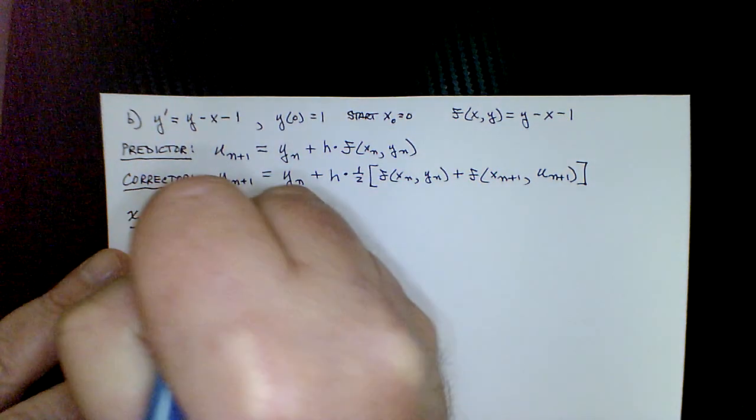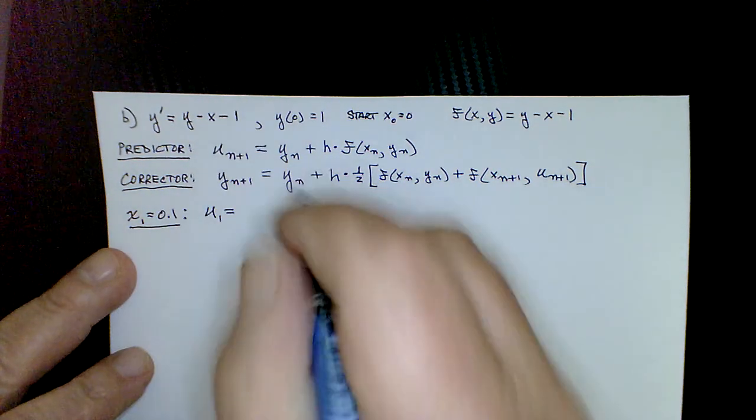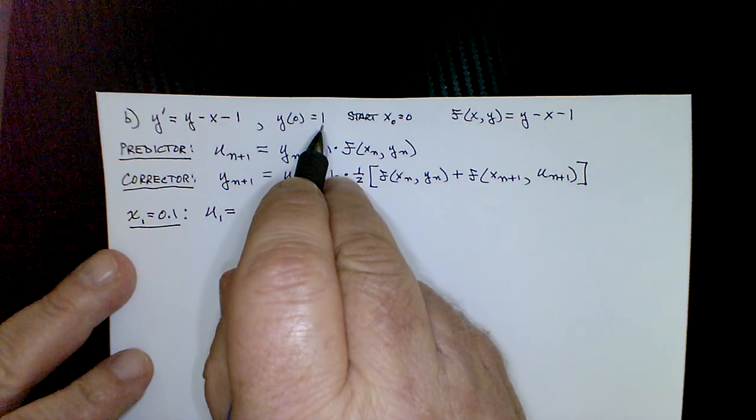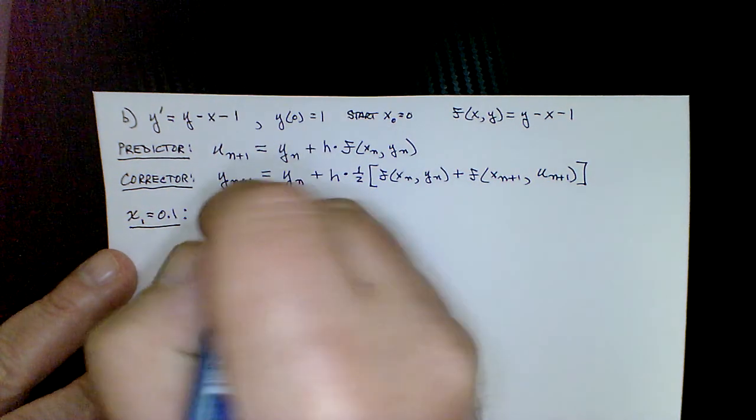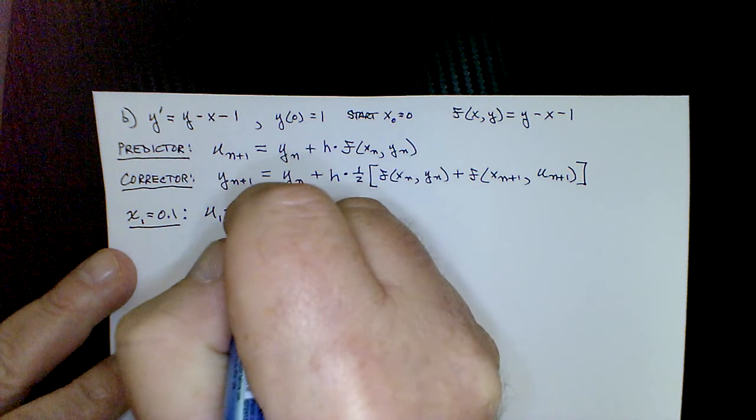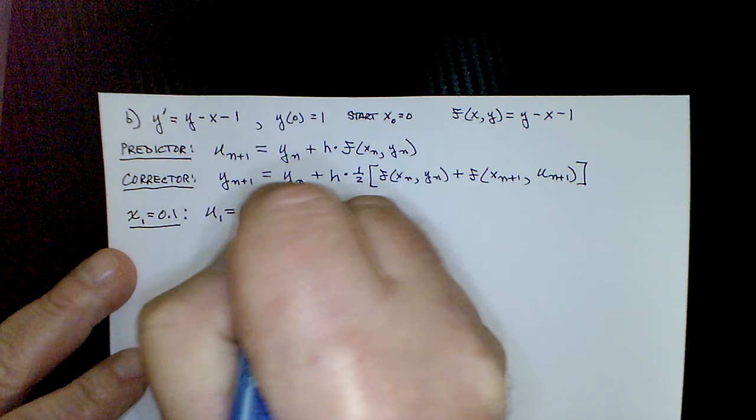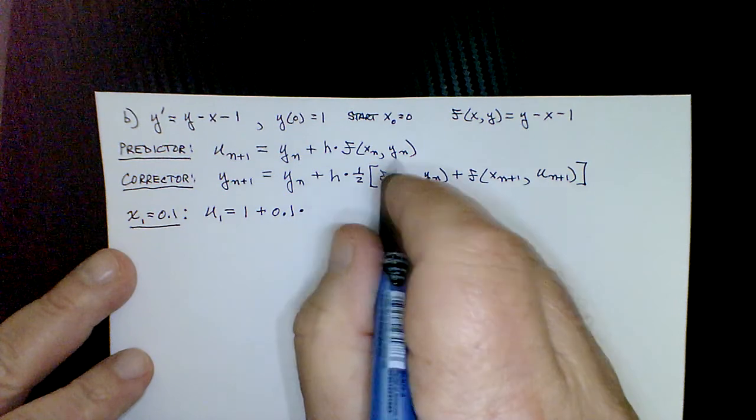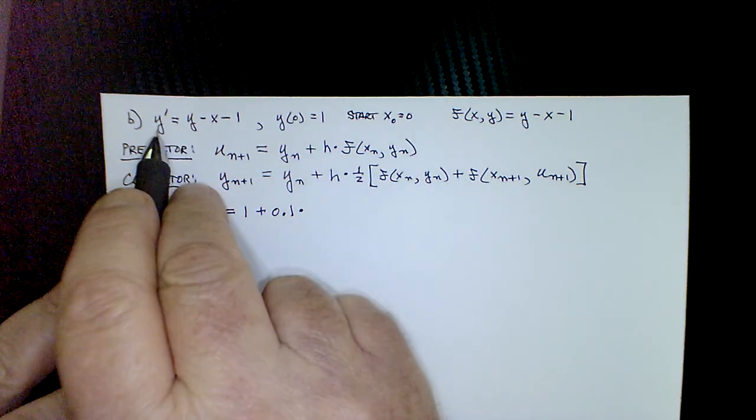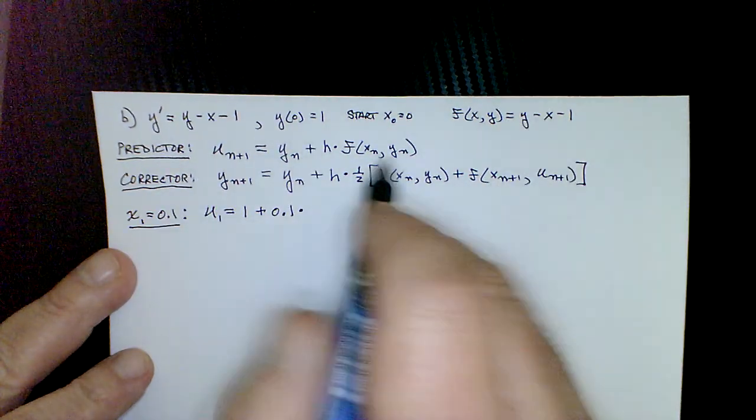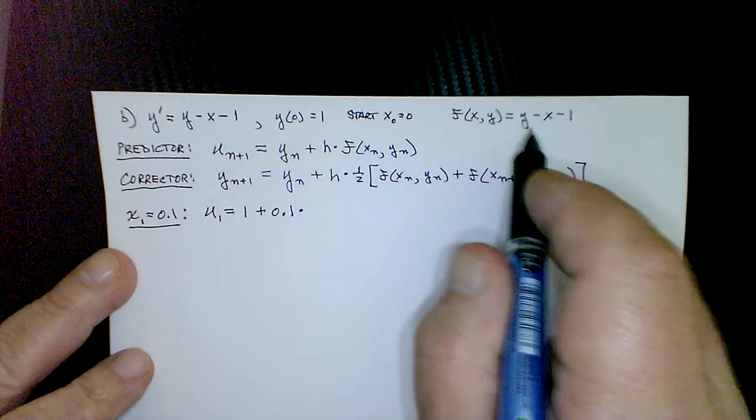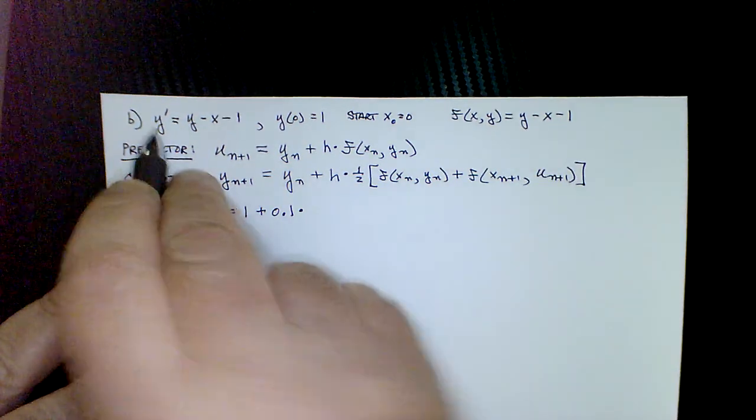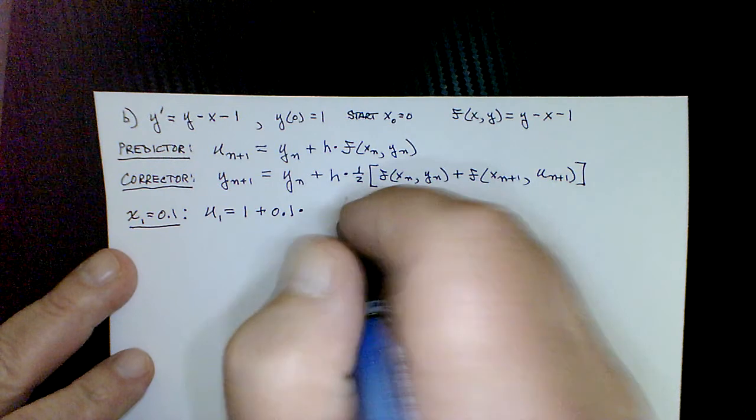So the predictor u sub 1 would be the previous y value, so that was the initial value of 1, and then plus the step size, 0.1, times the function, the derivative evaluated at x sub n and y sub n. Now the function, the derivative again, is y minus x minus 1, the given y prime, dy dx, whatever you want to call it.